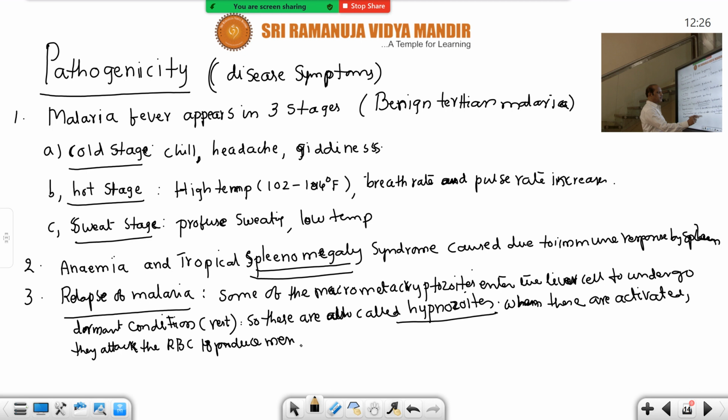Again fever symptoms appear, because RBC ruptured and released the merozoites and hemozoin. Hence, during liberation of hemozoin, fever symptoms always appear, called relapsing of malaria.